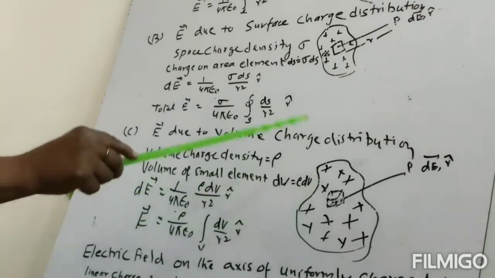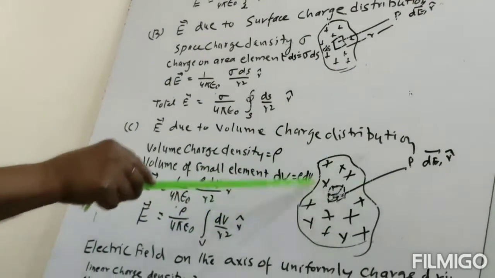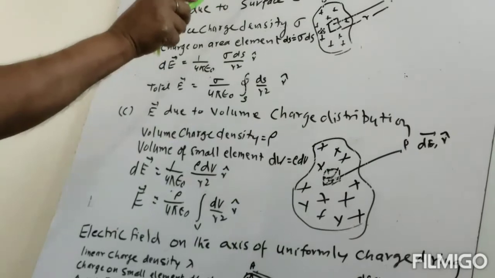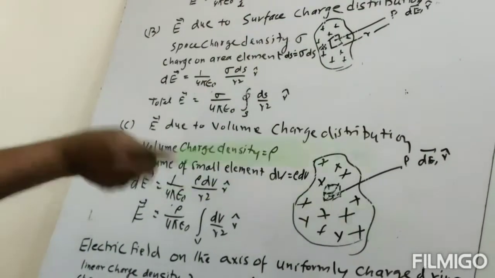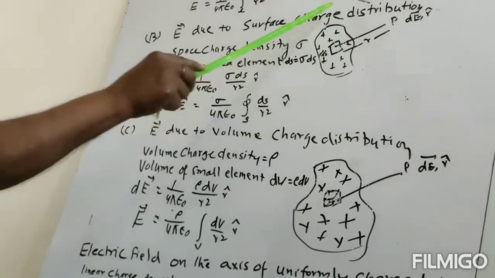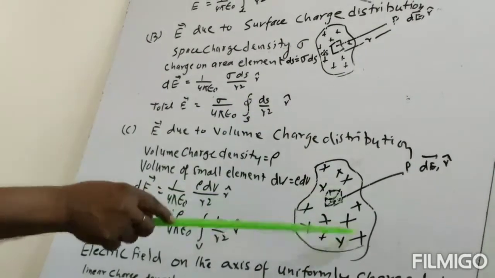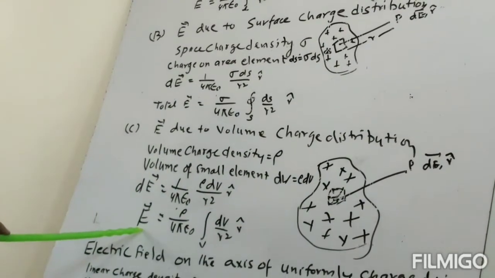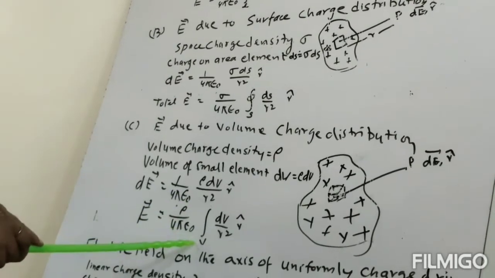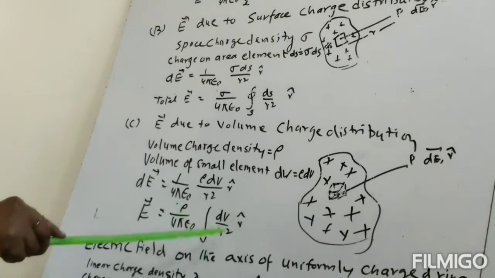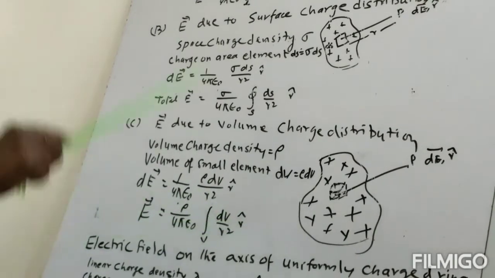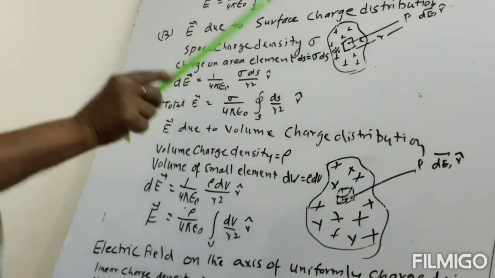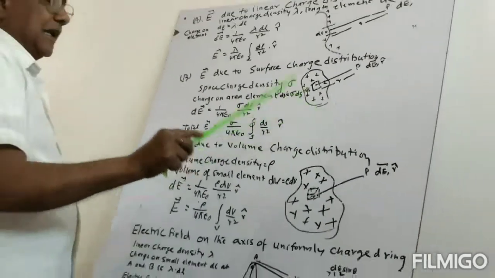Then if you want to find the total electrical field due to the entire volume, we will have to take the volume integral. We took the line integral when the conductor was linear, we take the surface integral when it was two-dimensional, and when it is three-dimensional, we take a volume integral. Then the electrical field will be equal to rho divided by 4 pi epsilon 0 times the volume integral of dV by r square into r cap. So in this way we can calculate the electrical field for a linear conductor, a surface, and a volume.